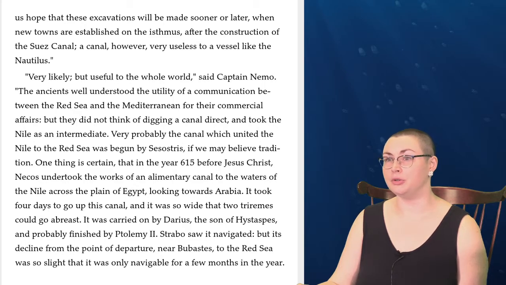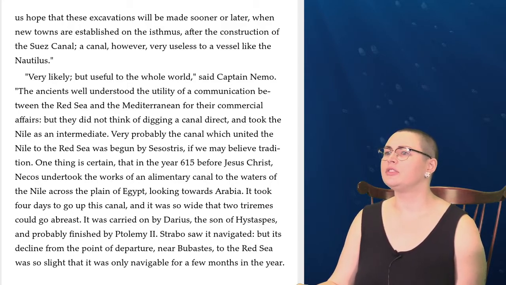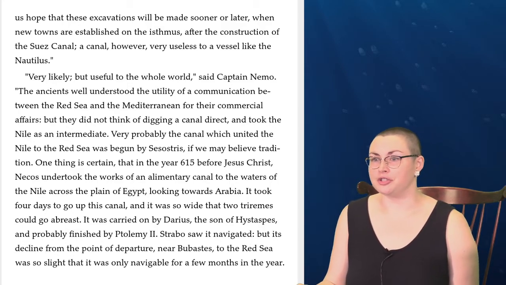That is evident, I replied, and for the sake of archaeologists, let us hope that these excavations will be made sooner or later, when new towns are established on the isthmus after the construction of the Suez Canal, a canal, however, very useless to a vessel like the Nautilus. Very likely, but useful to the whole world, said Captain Nemo. The ancients well understood the utility of a communication between the Red Sea and the Mediterranean for their commercial affairs, but they did not think of digging a canal direct and took the Nile as an intermediate. Very probably, the canal which united the Nile to the Red Sea was begun by Sesostris, if we may believe tradition.